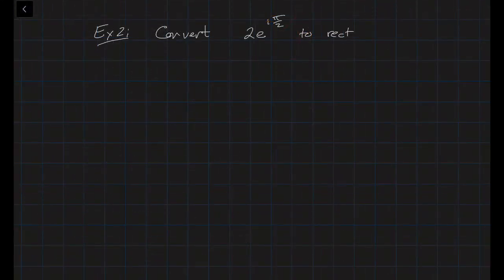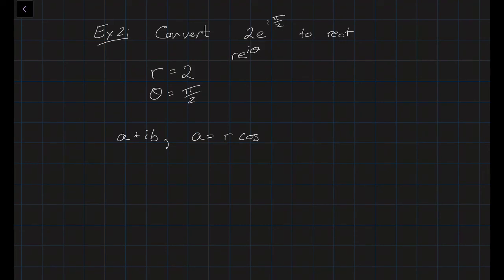Okay, and next we're just going to show how to convert from an exponential to rectangular form. So let's convert 2e to the i pi over 2 to rectangular form. We know that r is the thing in front of the e, so that's a 2, and theta is the thing next to the i, so that's pi over 2. So we just are going to use our conversions. a is r cosine theta, and b is r sine theta.